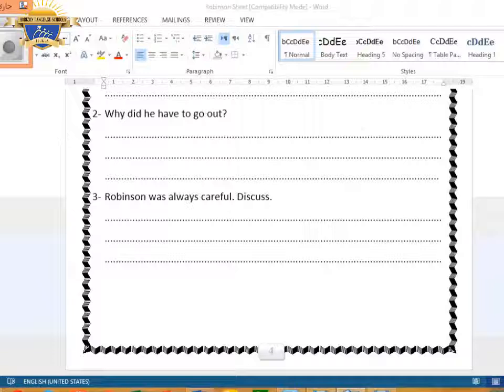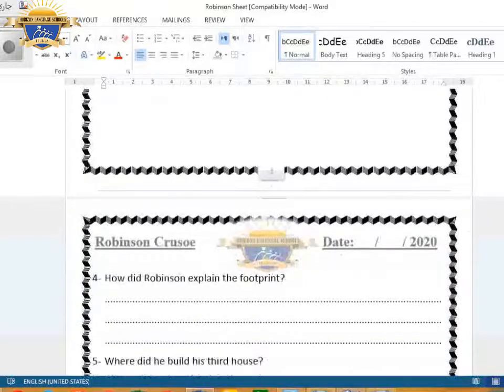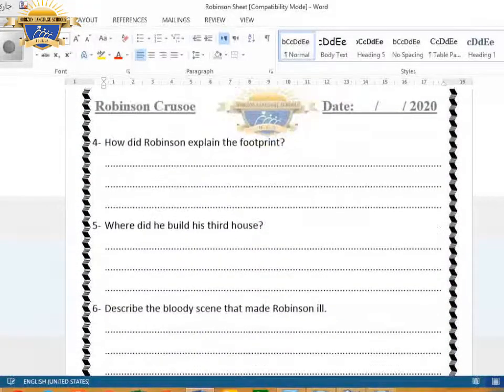Okay, now let's go to question number 4. How did Robinson explain the footprint? Can anyone tell me? The answer is very short. It was a human being's footprint. Again, it was a human being's footprint.